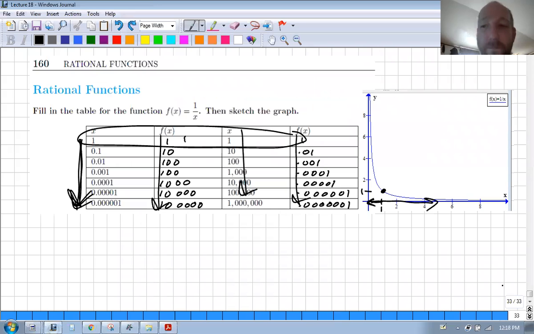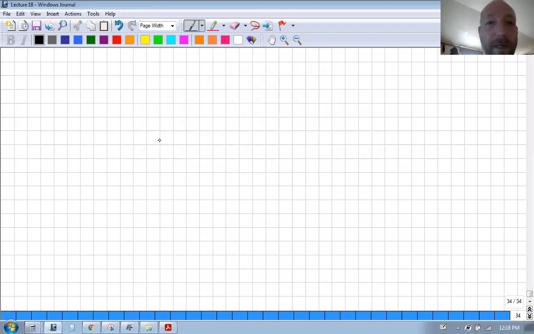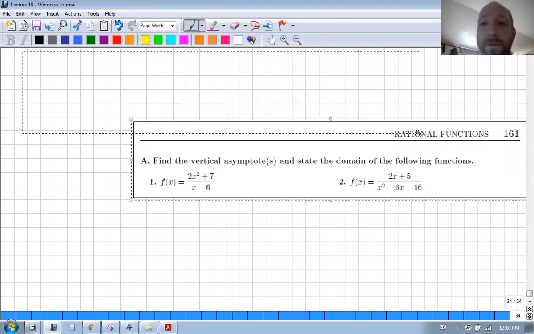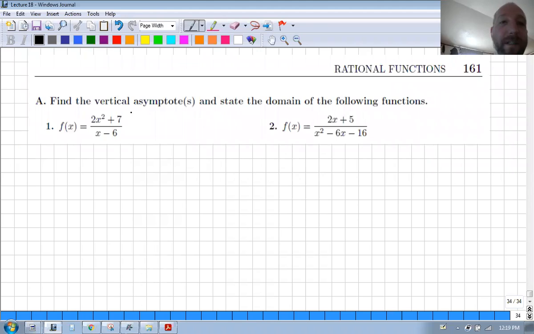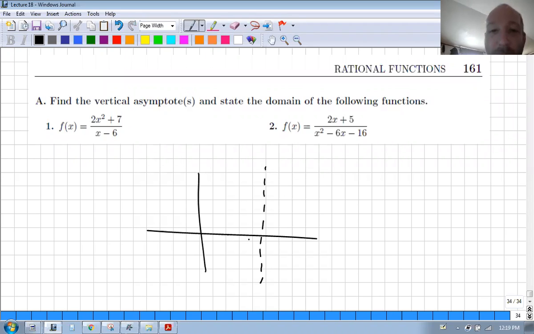All right, so now we're looking at what do you do when you have basically a quadratic over a quadratic? How do we think about this? First, they want to talk about vertical asymptotes. The vertical asymptote is basically a dotted line, where this thing gets closer and closer to it, but never touches it. Something like this.